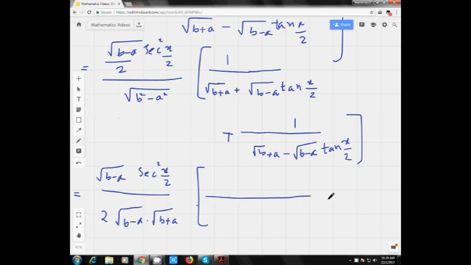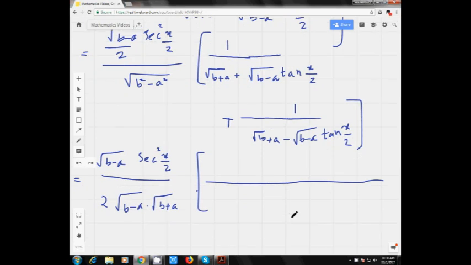Simplify this one. What is the LCM? Note that this quantity and this quantity is same. Similarly, this quantity and this quantity is same. So if it is a, then it is a. If it is b, then it is b. Then we have a plus b and a minus b, and the LCM is simply the product of these two, that is a square minus b square.